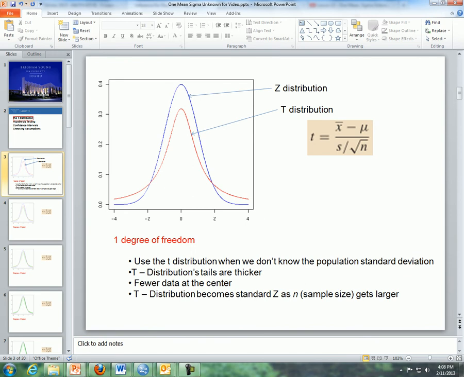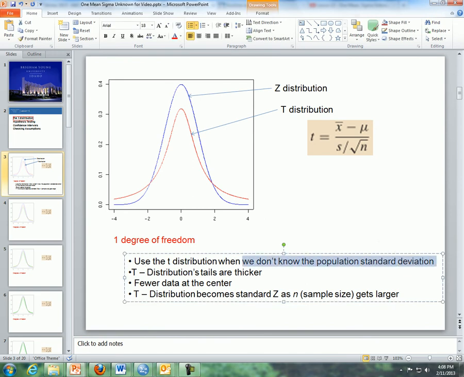Now if you look at the bullet points down below, we use the t-distribution when we don't know the population standard deviation. In fact, here's the formula for the t-distribution. It's x bar, which is the sample mean, minus the population mean, divided by, instead of what you saw in lesson 9 where it was sigma, it's s, which is the sample standard deviation, divided by the square root of n.